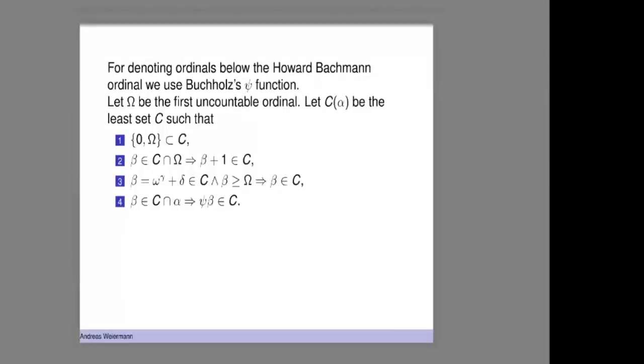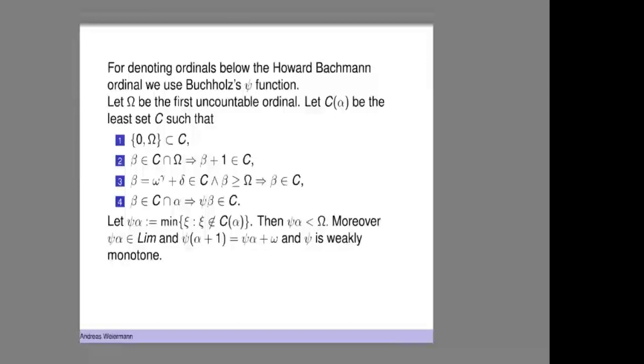Moreover, if beta is an element in C, but smaller than alpha, then C beta is in C. And C alpha is defined simultaneously with Psi alpha. Psi alpha is the least ordinal psi which is no longer in C alpha. Then one can show easily by a canonical argument that psi alpha is countable. Psi alpha is a limit number. Psi alpha plus 1 is psi alpha plus omega, and psi is weakly monotone.